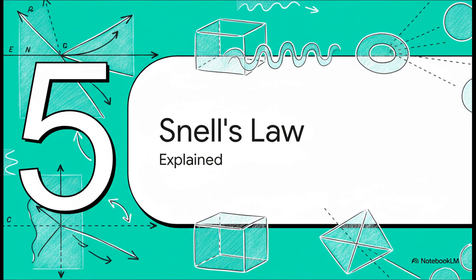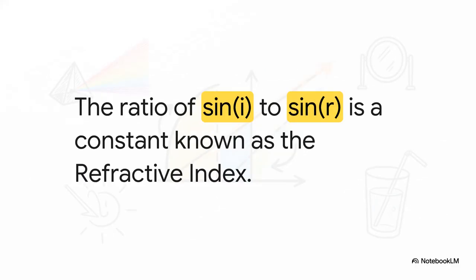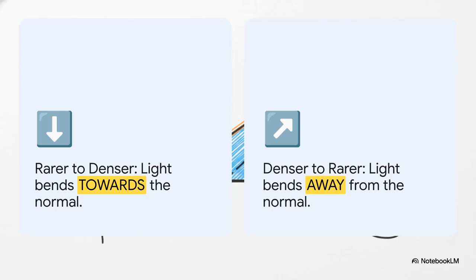Section 5. Snell's Law Explained. Snell's law is the ultimate mathematical constant behind this entire bending phenomenon. It tells us that for any two given media, let's say air and water, the ratio of the sine of the angle of incidence, i, to the sine of the angle of refraction, r, will always equal a constant number. We call this specific constant the refractive index. It's essentially a standard measure of just how much a particular material is going to resist and bend that light ray.